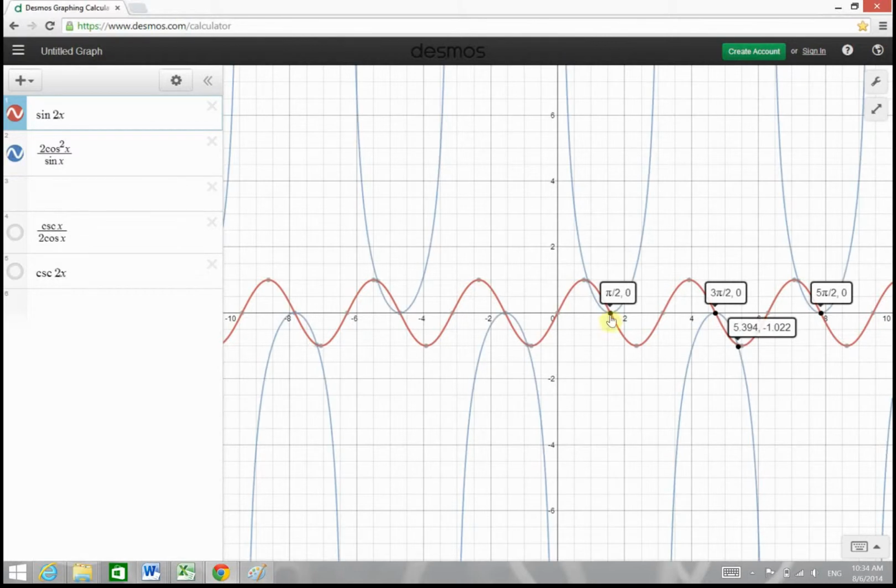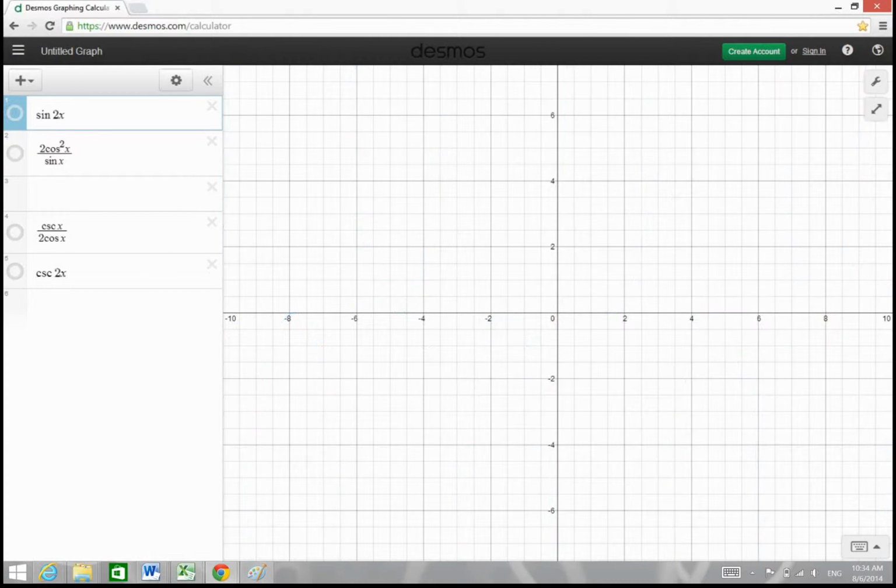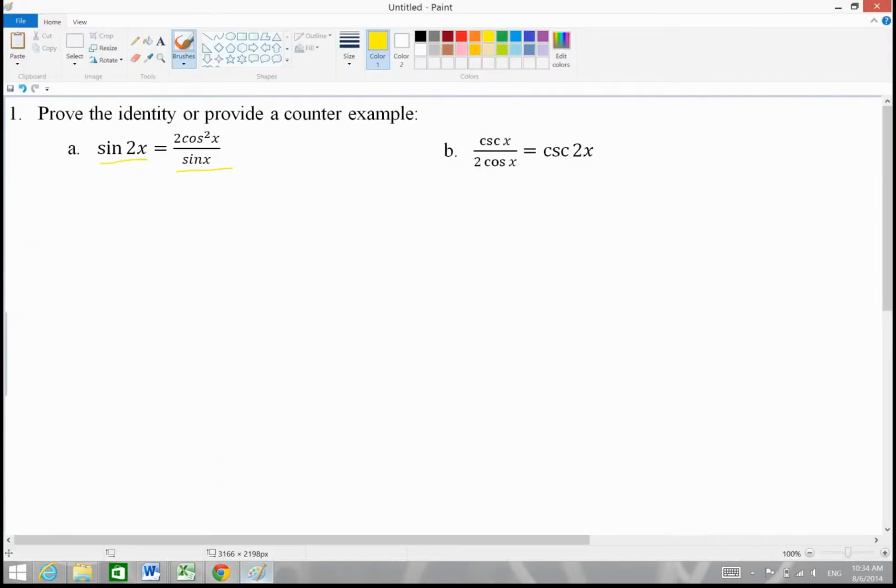There are some points where they intersect. So there are some x values where these are equal. But for it to be an identity, it would have to be equal everywhere in the entire domain. So it is not equal. Let's provide a counterexample.